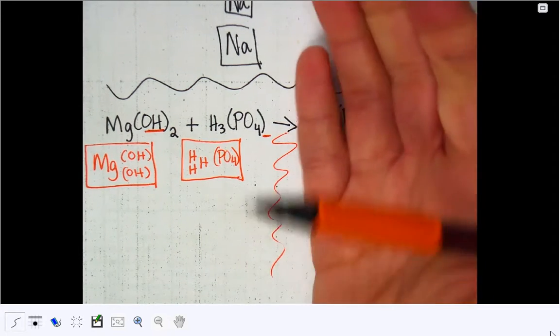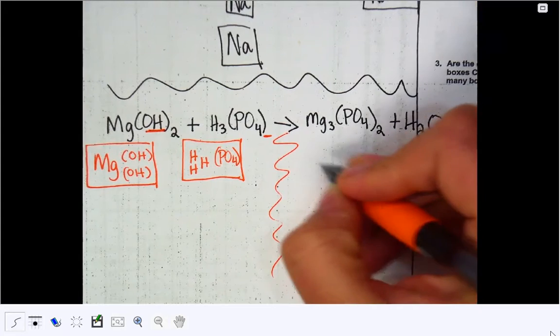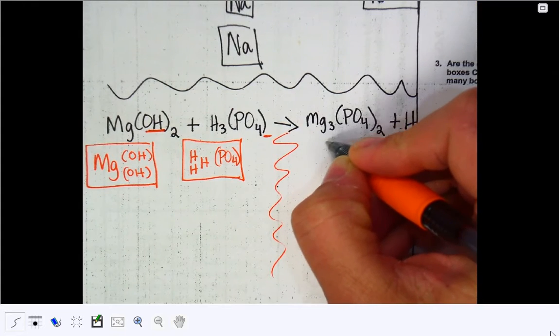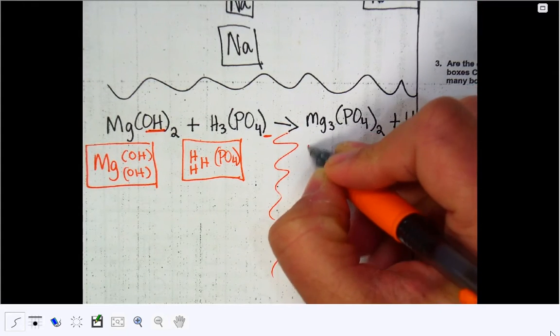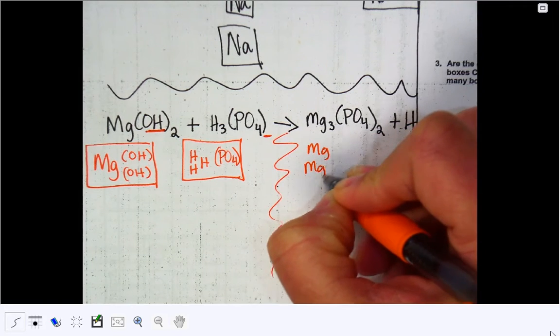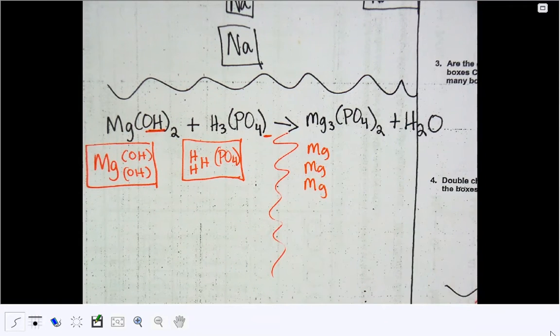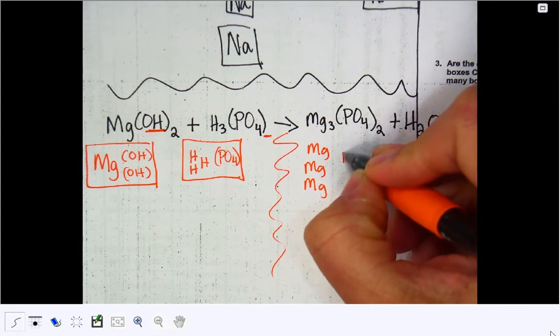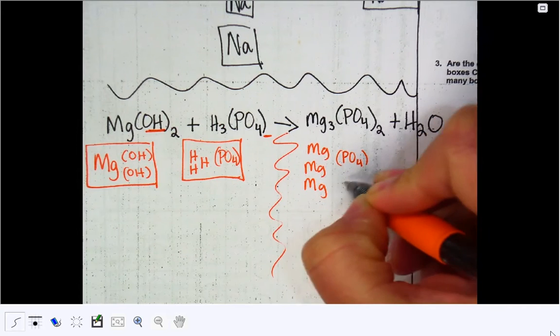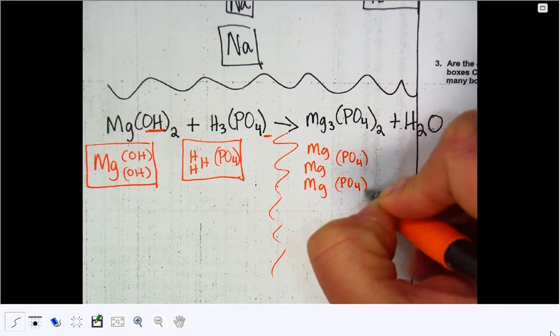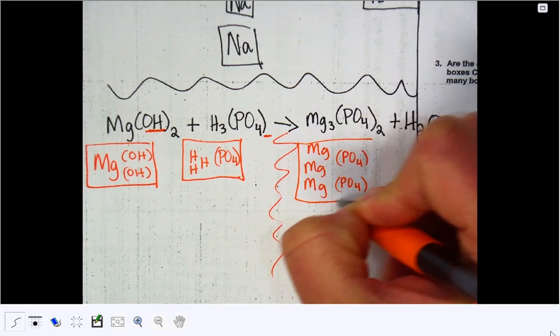Now we're going to look at the product side. We're going to draw our box. So how many magnesiums are in magnesium phosphate? 3. So we're going to go magnesium, magnesium, magnesium. Okay. How many phosphates are in magnesium phosphate? 2. So we're going to draw PO4 twice. Throw it into a box.